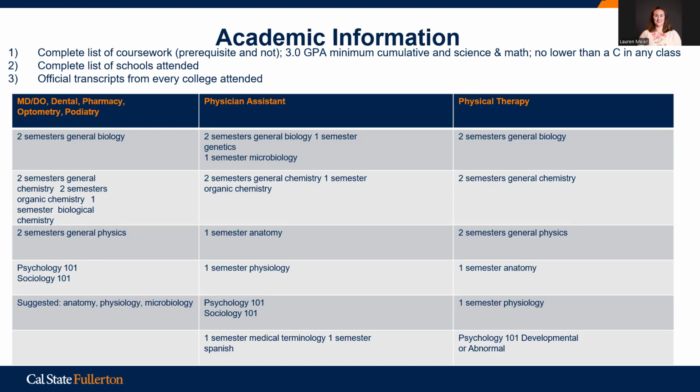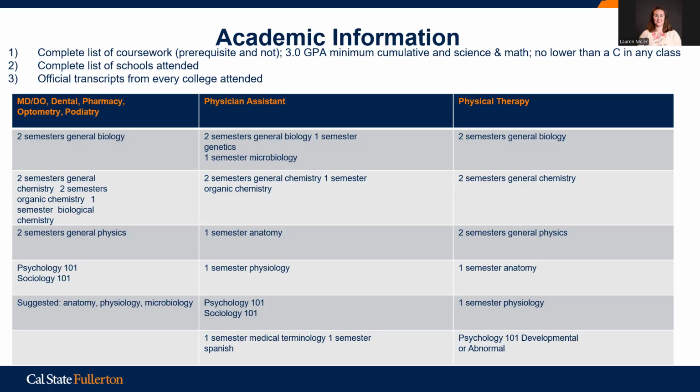You'll also need a complete list of schools you've attended, as well as official transcripts from every higher education institution you've attended. So every community college, every four-year institution, everywhere you've attended, even if you transferred credit to another institution, the original transcript from each college needs to be submitted.